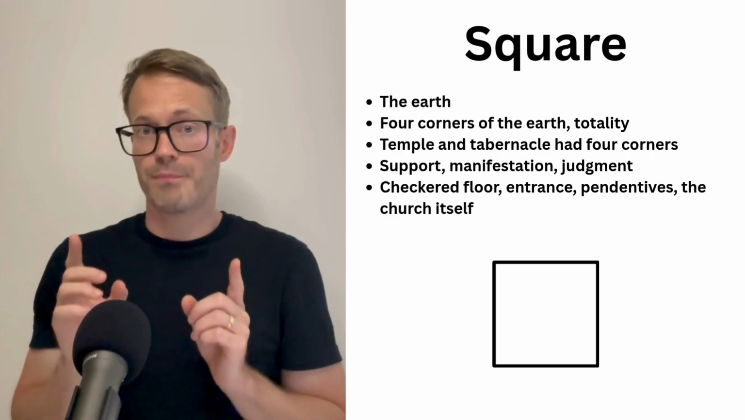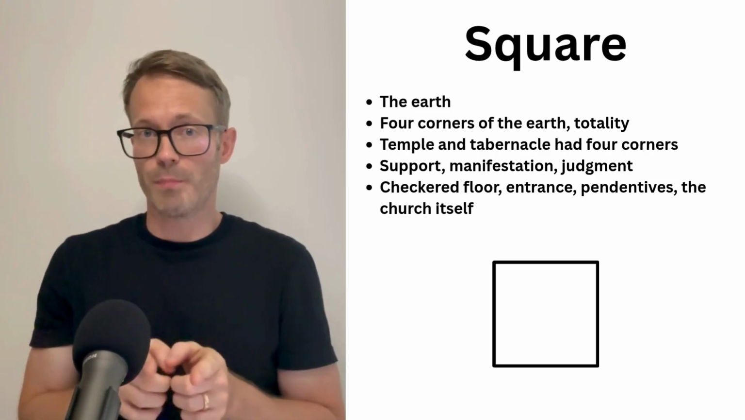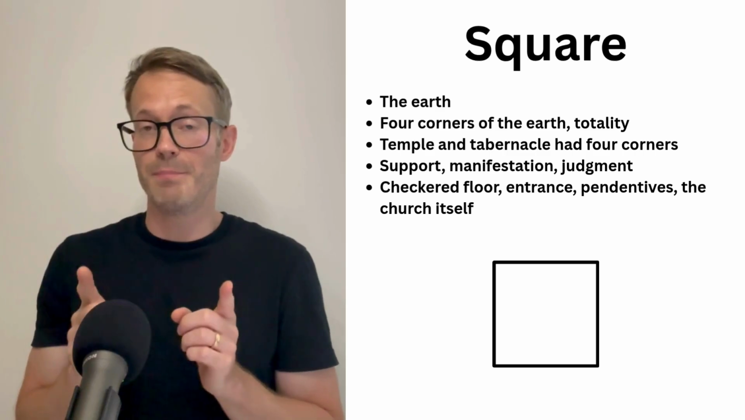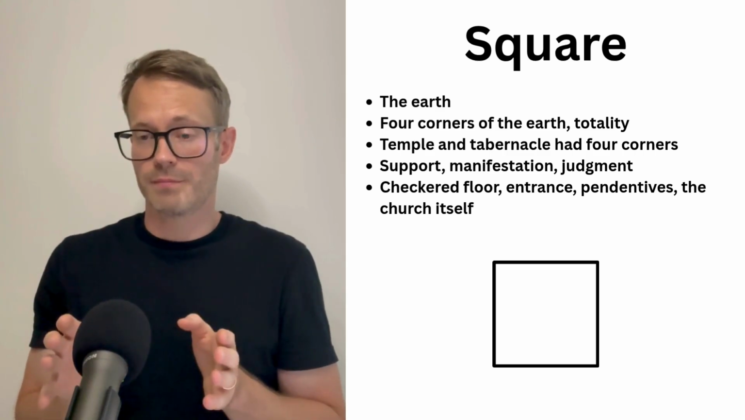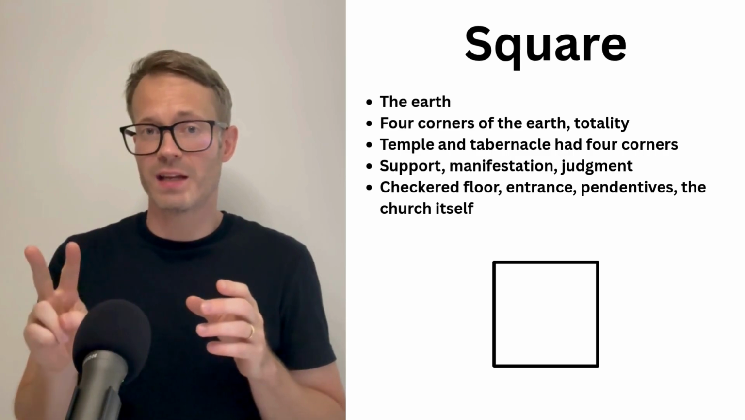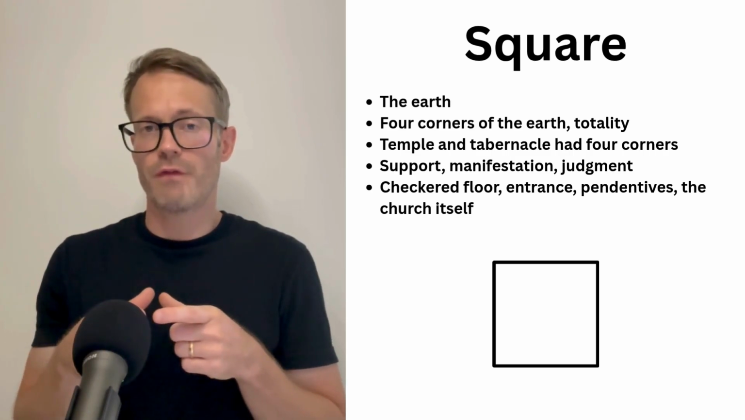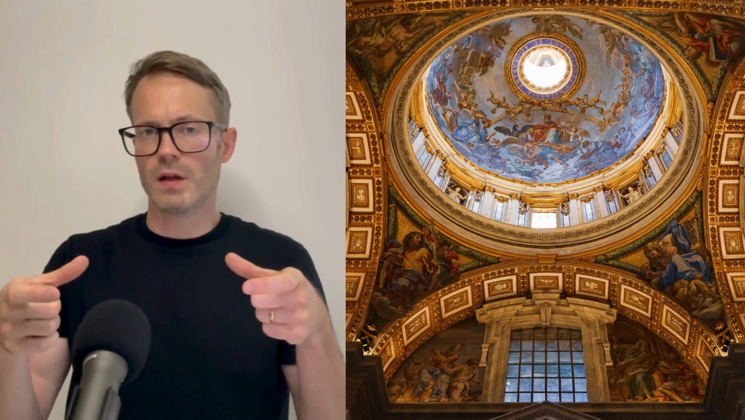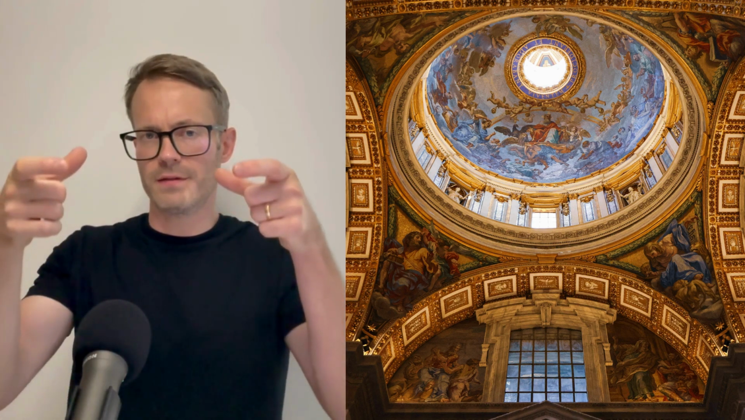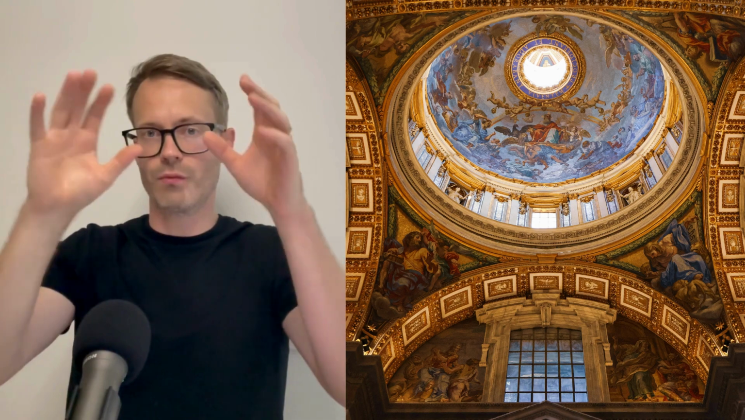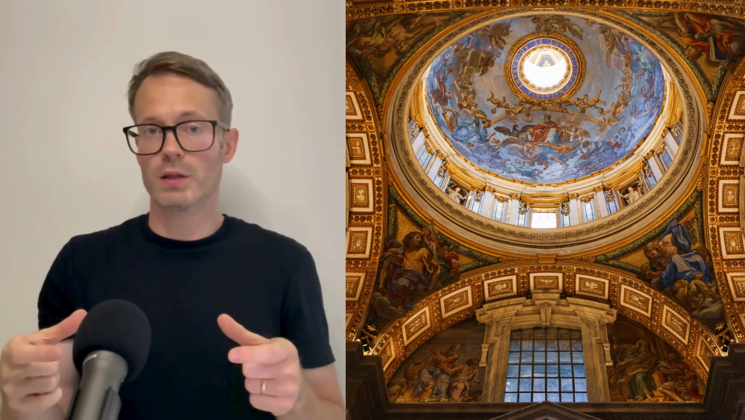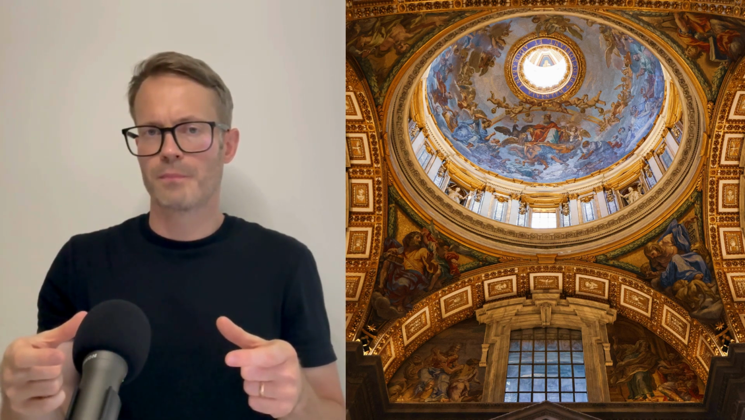But the square, as mentioned on the bottom of the entrance, is depicting the earth. So the square is the second shape, and you can find the square in the entrance of the church. You can find it in the checkered black and white floor in the church, and you can find it in the pendentives, the 4 pendentives that are supporting the heavenly round dome inside the church as well.